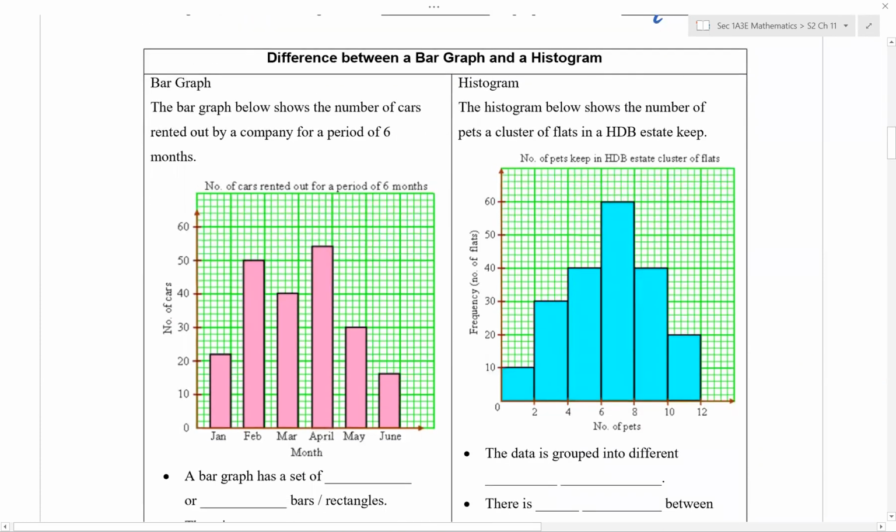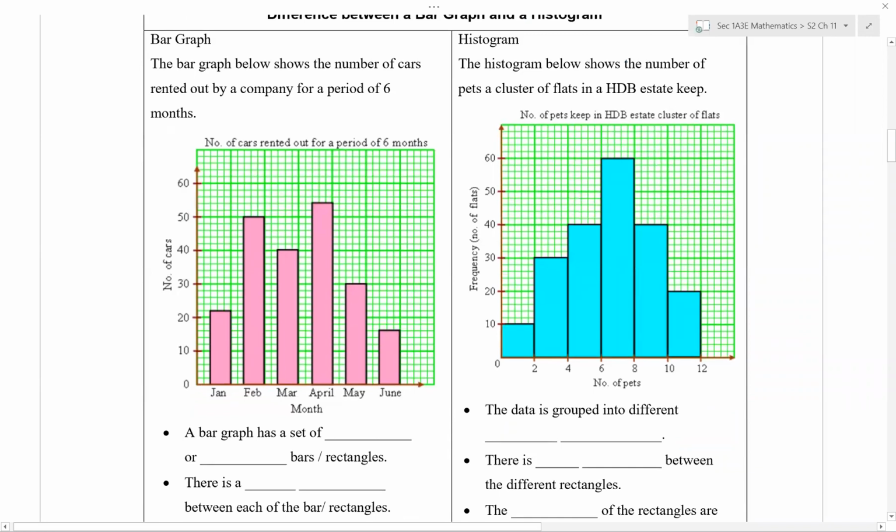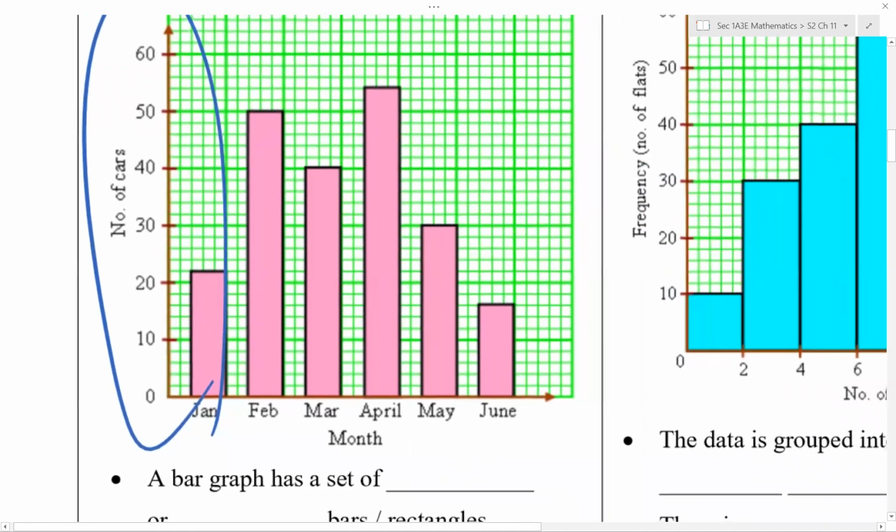Let's compare that histogram with a bar graph. On the left-hand side, we have an example of a bar graph showing the number of cars rented out by a company for a period of 6 months. In our horizontal axis, we have the first 6 months of the year, and in our vertical axis, it shows the number of cars rented out for each of these months.